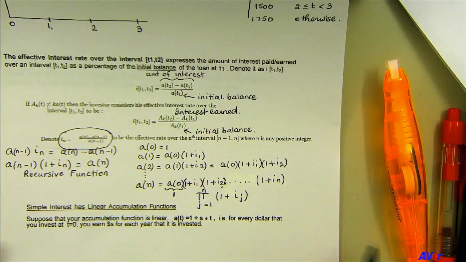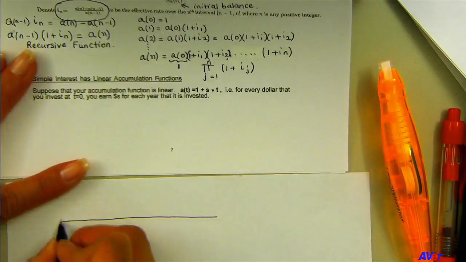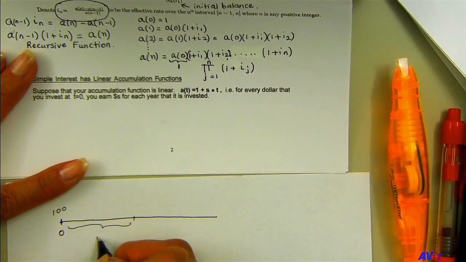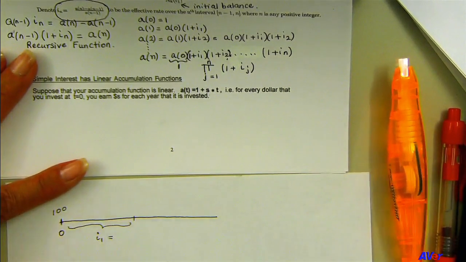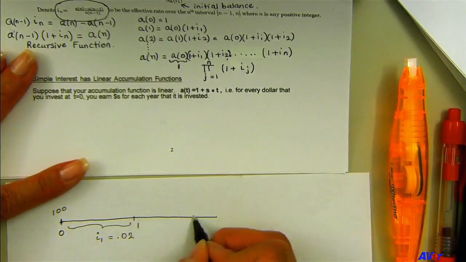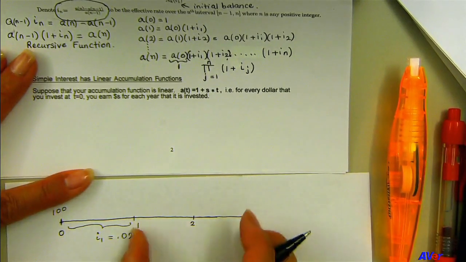What if you had something that looks like this? I need a clean piece of paper to write. Let's say that I start with $100 at time 0. And for the first year, my interest rate, compound interest, okay, is 2%. And then I'm at time 1 now. Time 2 and time 3, this 2-year period here, the interest rate is 4%.